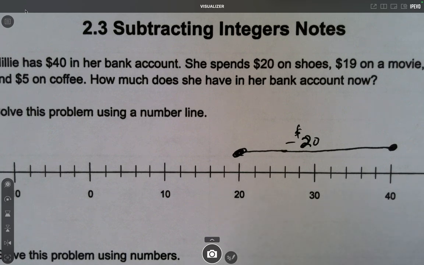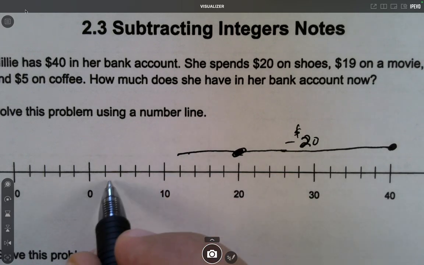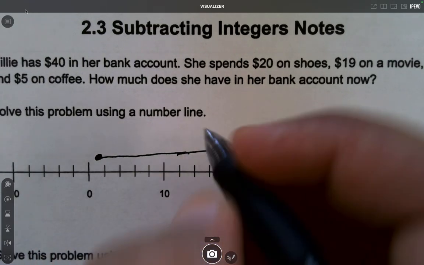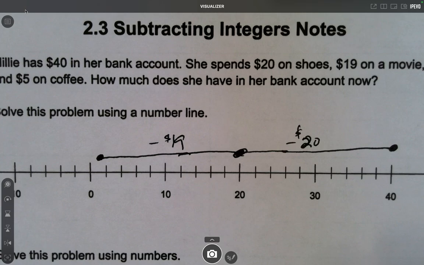Then she spends $19 on a movie. So 20 minus 19. You notice these go by twos, so I'll need to put it in between these two right here. So she's down to $1 in her account.